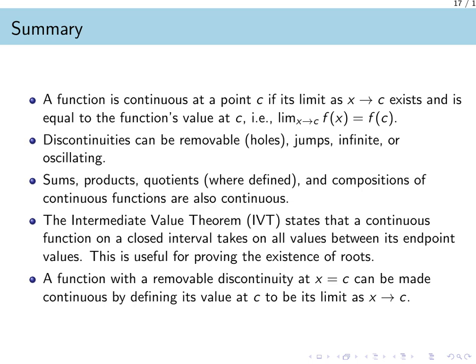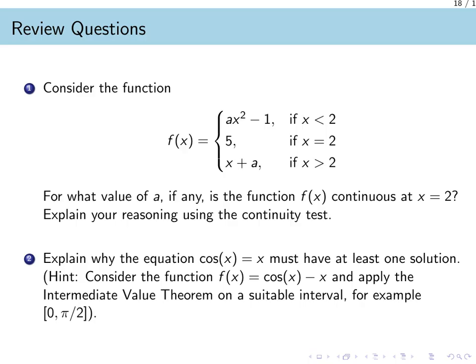value at a point. Let us apply the continuity test to find a value for the parameter a that makes this piecewise function continuous at x equals 2. For continuity, 3 conditions must be met. First, the function must be defined at the point, and the definition tells us that f of 2 equals 5. Second, the limit as x approaches 2 must exist, which means the left-hand limit must equal the right-hand limit.